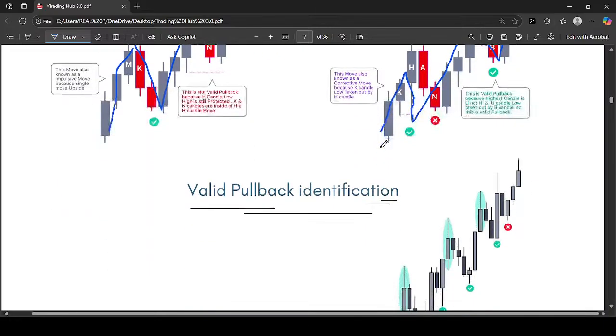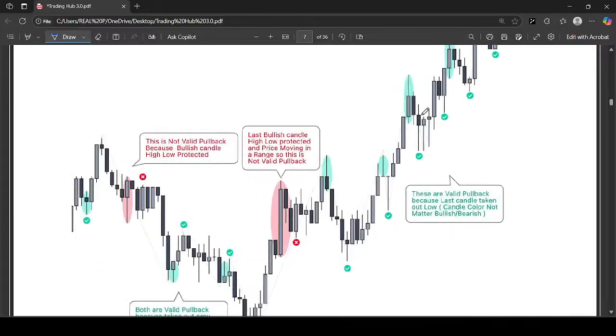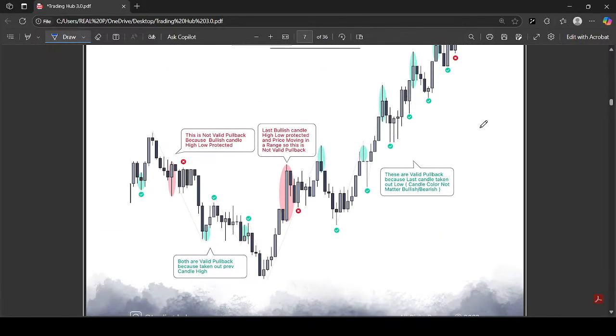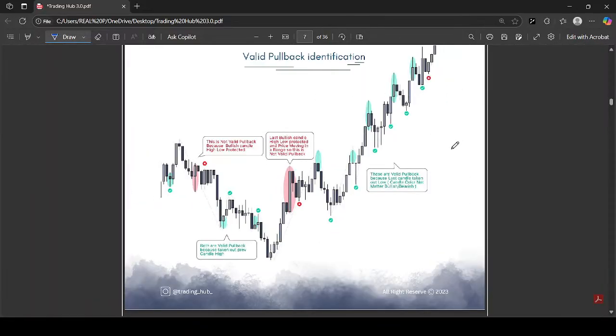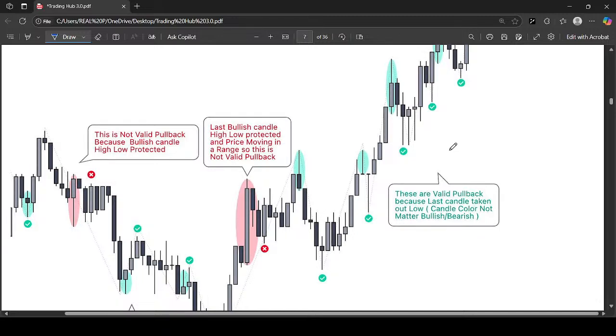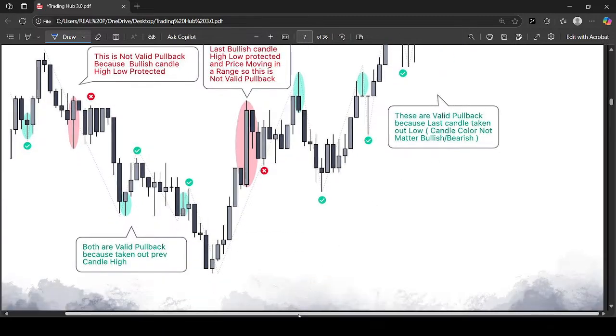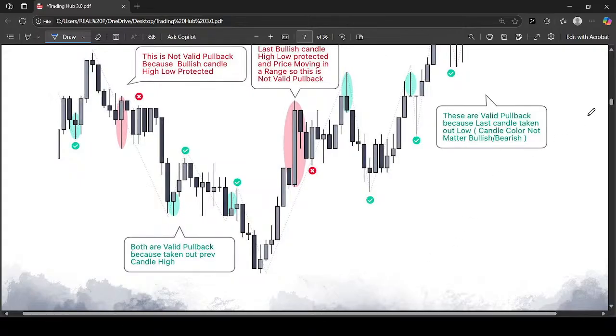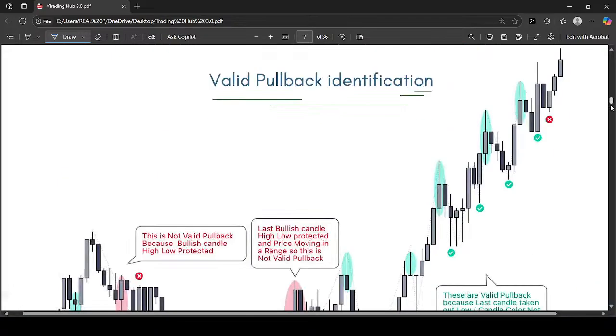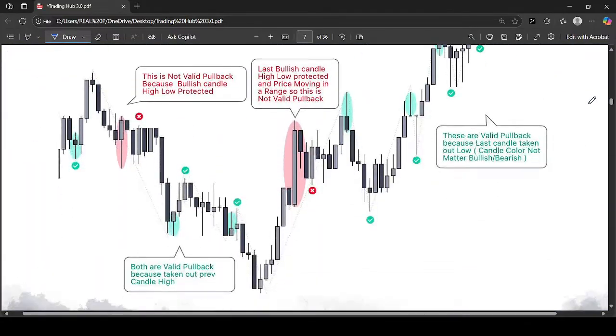So let's see how we are going to identify this. Okay, let's see how we can identify this here. This is our prominent candle here, and this is the low of our prominent candle. The low of our prominent candle is being taken out, right? So we have a good pullback here.